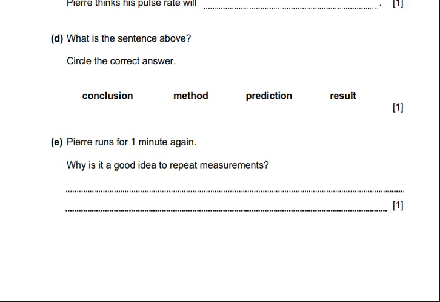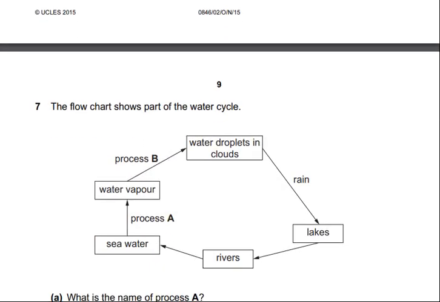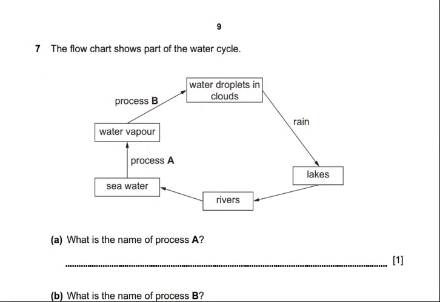Of course, because it makes the result more reliable, or we can get accurate data. Next page. Question number 7. So question 7. The flow chart shows part of the water cycle. So here we have the water cycle. Let's go to the questions.